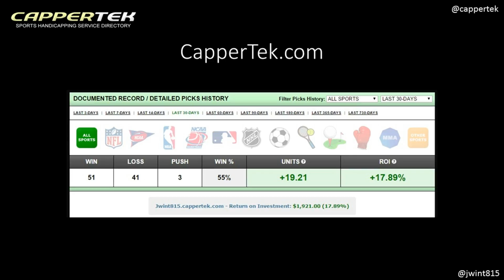As you can see here, this is a screenshot from the website. Again, everything is documented. It gives you our wins, our losses, our winning percentage, the number of units that you would be up, and then the return on investment, the most important statistic. We're going to get into a little more detail on the next slide, but this is the first website where you can get our picks.